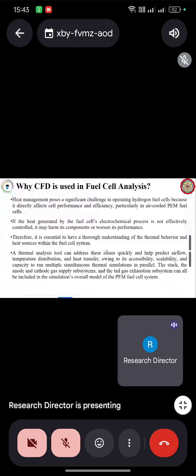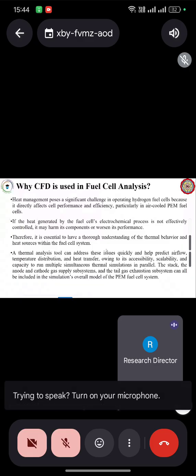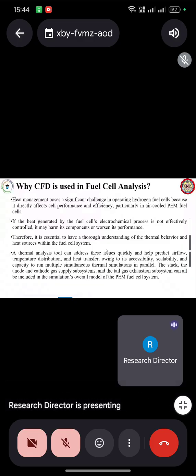Okay. A thermal analysis tool can address this issue quickly and help predict airflow, temperature distribution, and heat transfer, owing to its accessibility, scalability, and capacity to run multiple thermal simulations in parallel. Basically, we want to understand how the temperature is distributed throughout the enclosure, how much water is accumulated in the enclosure, how much gas is accumulated inside, and how much of the electron is consumed by the gases inside the chamber.